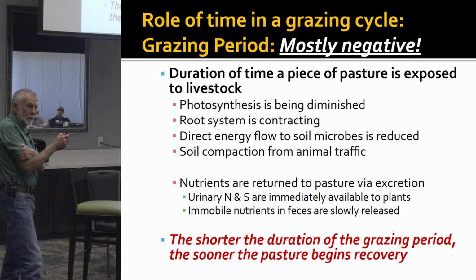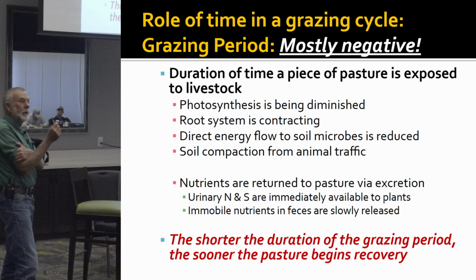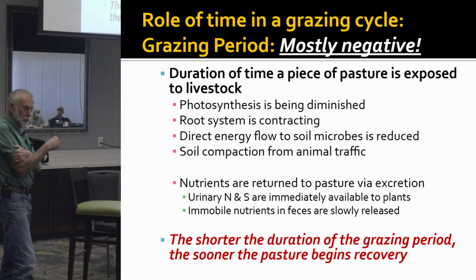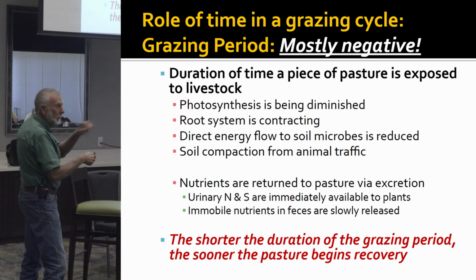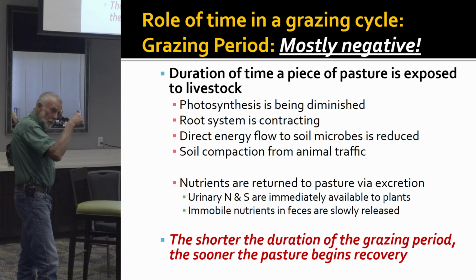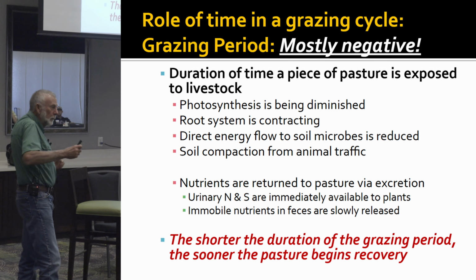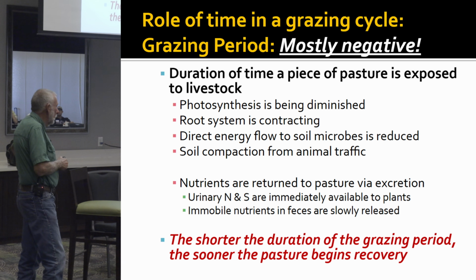During the grazing period, mostly negative things are happening to the plants and soil, because animals like to eat leaves, because that's the most nutritious part of the plant and the tastiest part of the plant. So once they start biting leaves off, photosynthesis goes down. If photosynthesis on the top of the plant is being diminished, root growth slows down, may stop. And so we're contracting the root system. We have stopped or reduced direct energy flow to soil microbes.